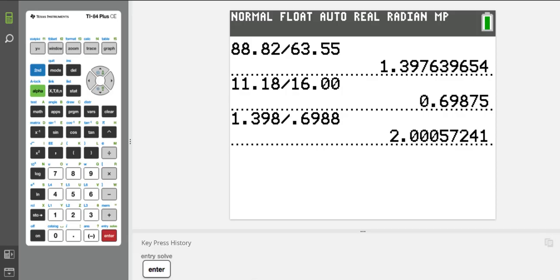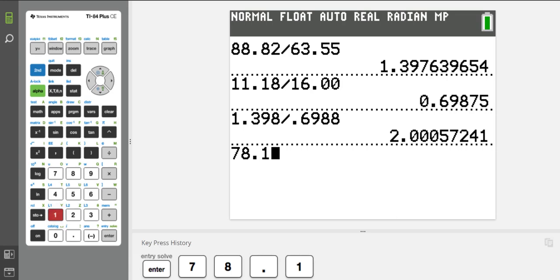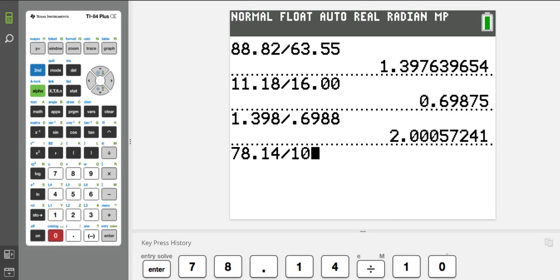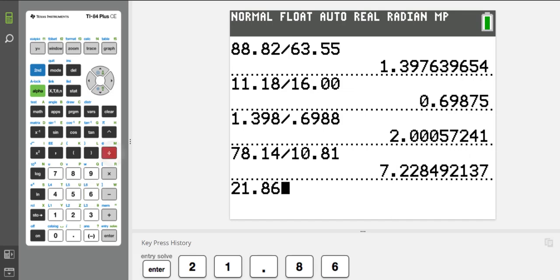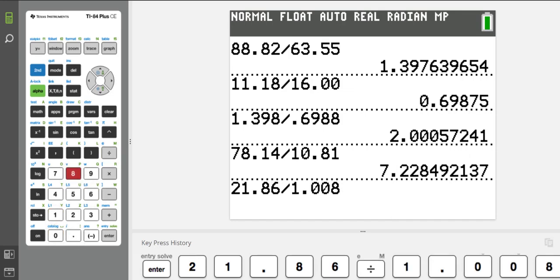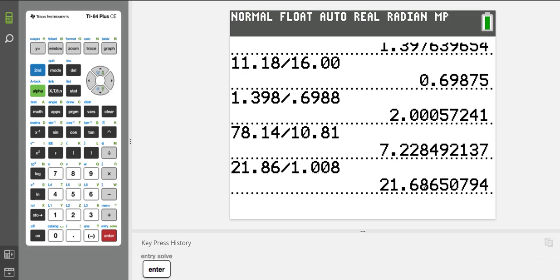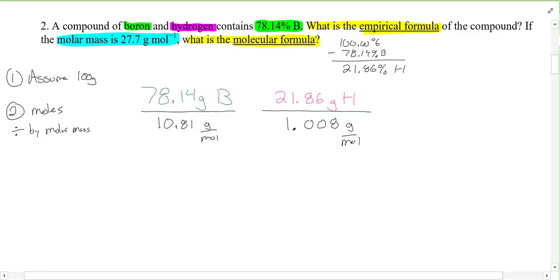If we do this, we get 78.14 divided by 10.81. I get 7.228 moles of boron. And since I'm in the calculator, 21.86 divided by 1.008, I get 21.69 moles of hydrogen. So we had 7.228 moles of boron, and we have 21.69 moles of hydrogen.